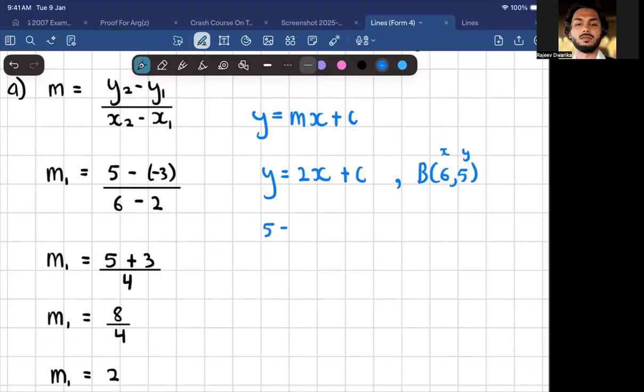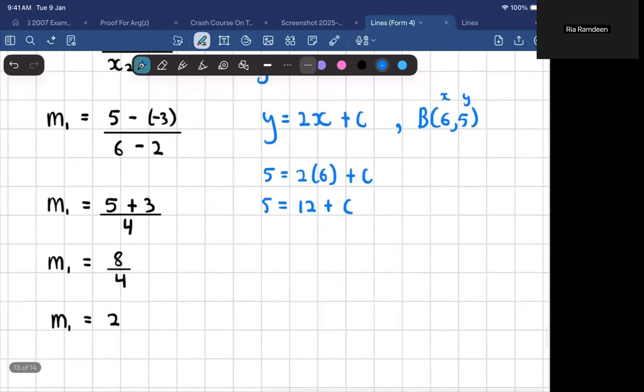So 5 is equal to 2 by 6 plus C. 2 by 6 is 12. So 5 is equal to 12 plus C. What next? We could flip the equation. So it'll be 12 plus C equals 5.